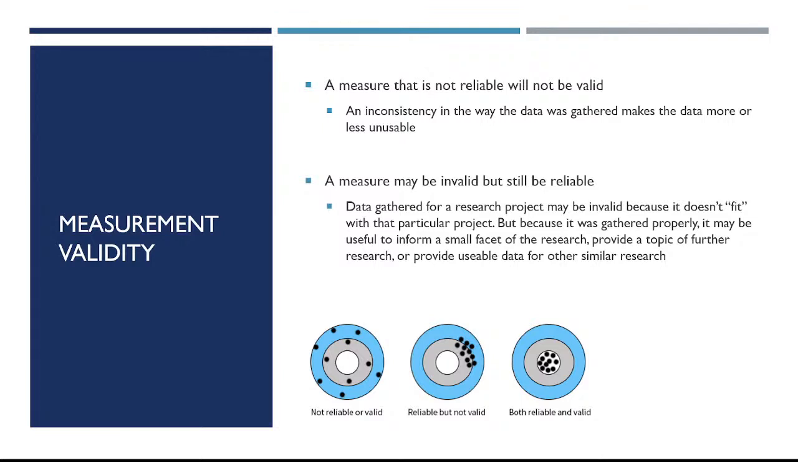Yeah, so data gathered for a research project may be invalid because it doesn't fit with a particular project, right? But because it was gathered properly, it may be useful to inform small facets of the research, right? So you can still sometimes use data that has the reliability, but fails the validity test for other things, right? Even to inform how you then changed your research to get better usable data. And that's happened sometimes when people do test projects, right?